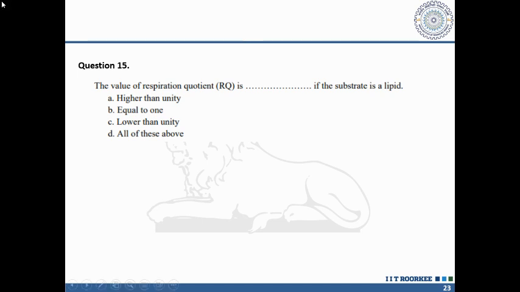Question number 16, I think. The value of respiration quotient, fill in the blanks, if the substrate is liquid. If your product is liquid, then the value of respiration quotient will be higher than unity, equal to 1, lower than 1, or all of the above. Please answer. Your substrate is liquid, then what will be the respiration quotient?